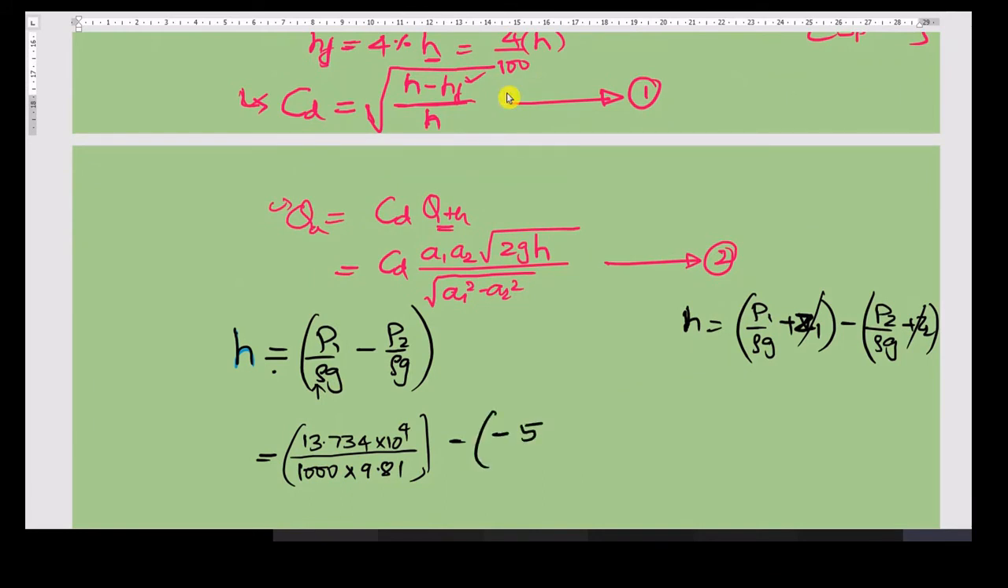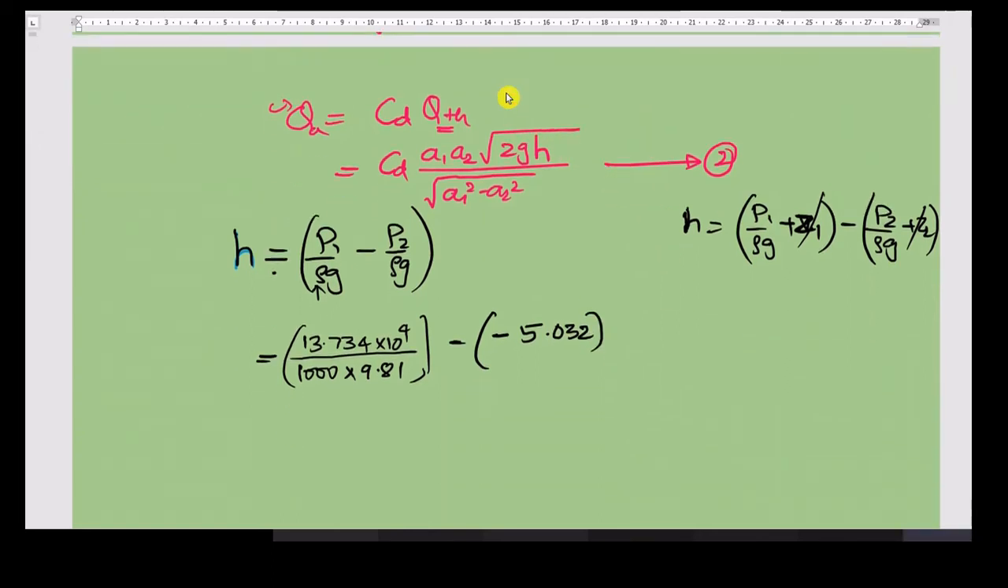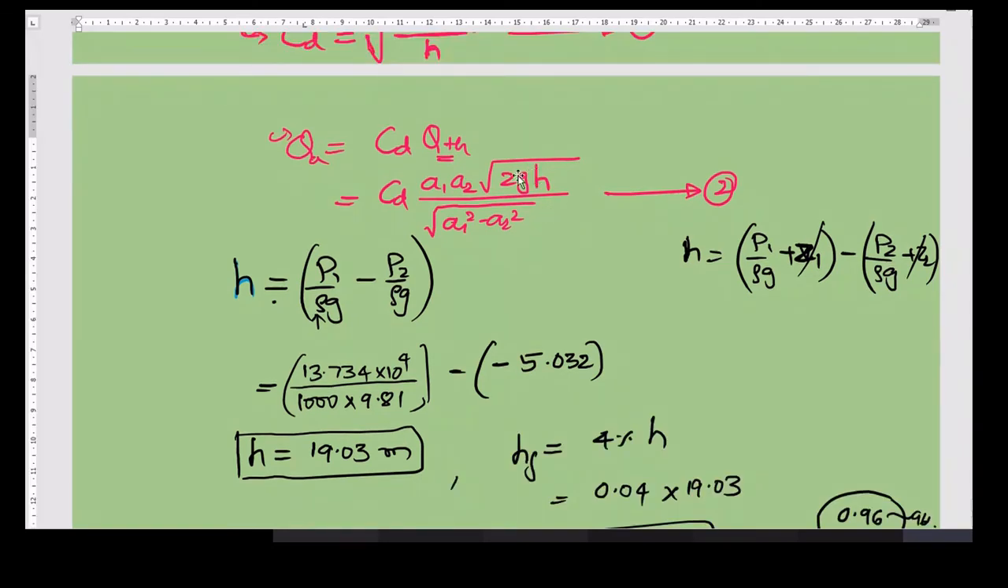So 5.5, the value is 0.32. Now simplify this equation. I will get H, that is the difference in pressure head value, as 19.03 meter. 19.03 meter is the value from equation number 2.